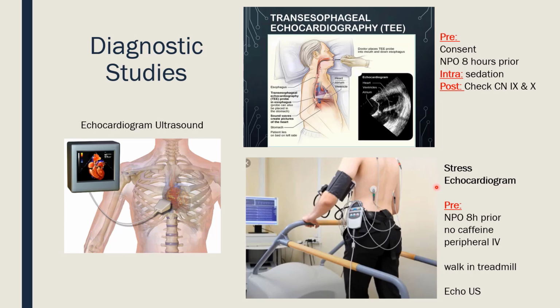Okay. Now we have also stress echo and stress echocardiogram. This is again assessing how the patient can tolerate activity. And of course, some patients who have advanced coronary artery disease might feel that they cannot tolerate it. They might have chest pain. Okay, so remember that before the procedure, they cannot have any caffeine, and they need to have a peripheral IV. They will be walking on a treadmill, could be inclined or declined depending on the cardiologist who is assessing this patient. And again, it can be combined with echocardiogram.